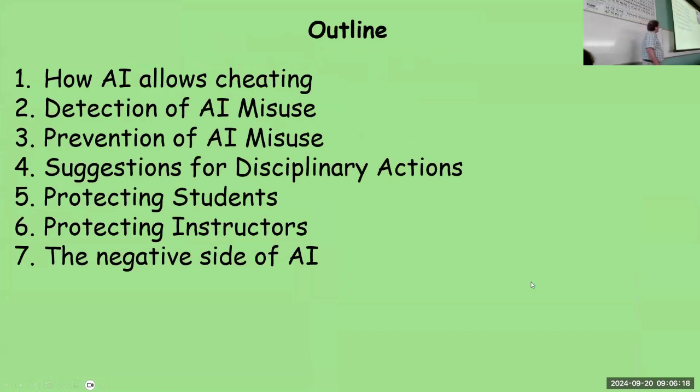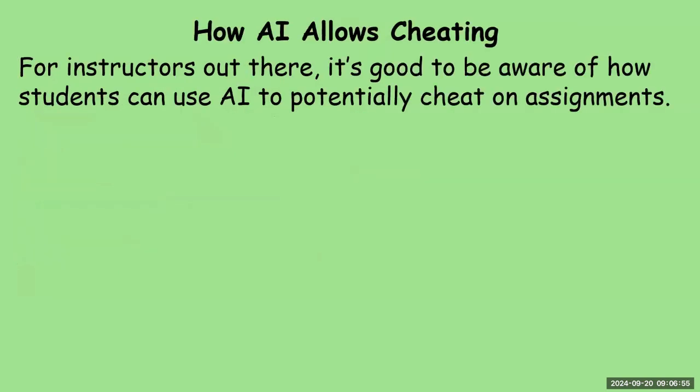Okay. So I'm first going to talk about how AI allows cheating, how students can use AI to cheat on assignments and exams, and then how instructors can detect this type of AI misuse, how we can prevent it, and some suggestions from my own experiences on disciplinary actions. Then I'll cover how fighting against AI misuse protects students and also protects instructors. And then I'll have a little fun thing at the end where I talk about some negative consequences of AI use in our society at large. So those are the topics covered in this talk.